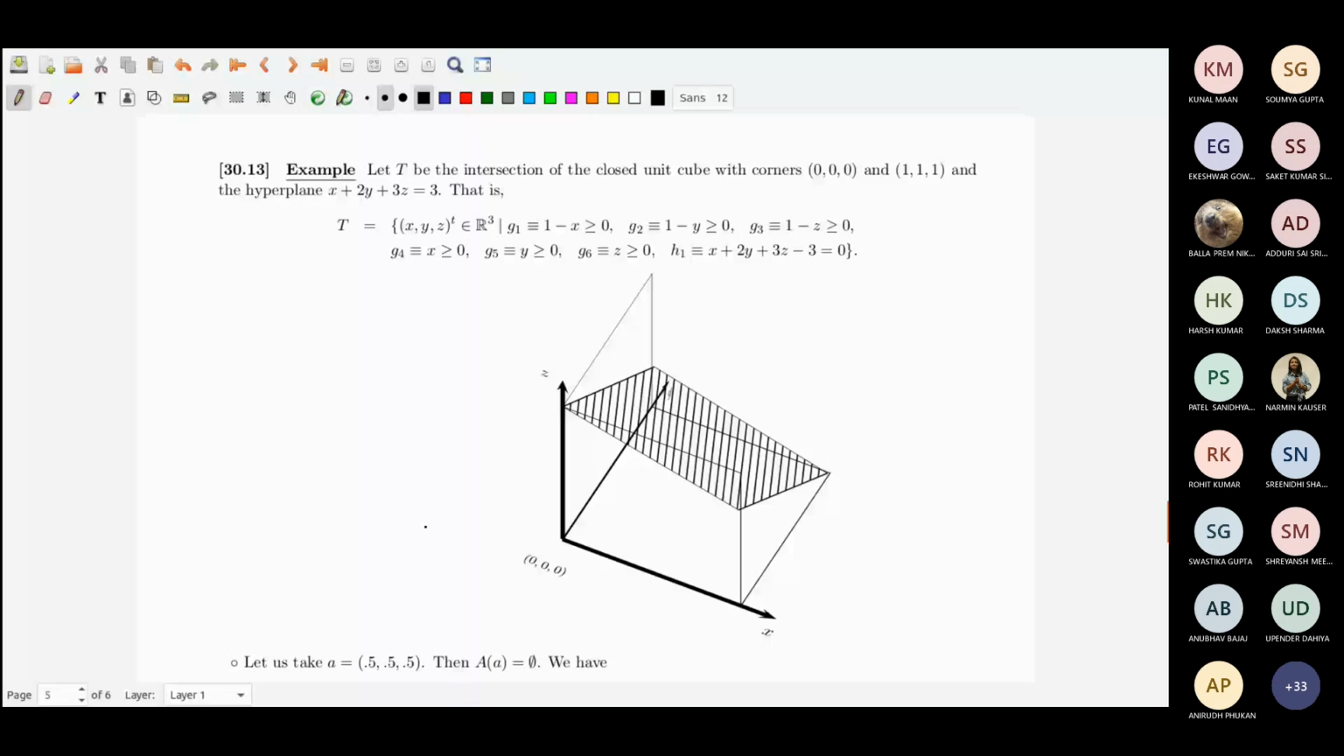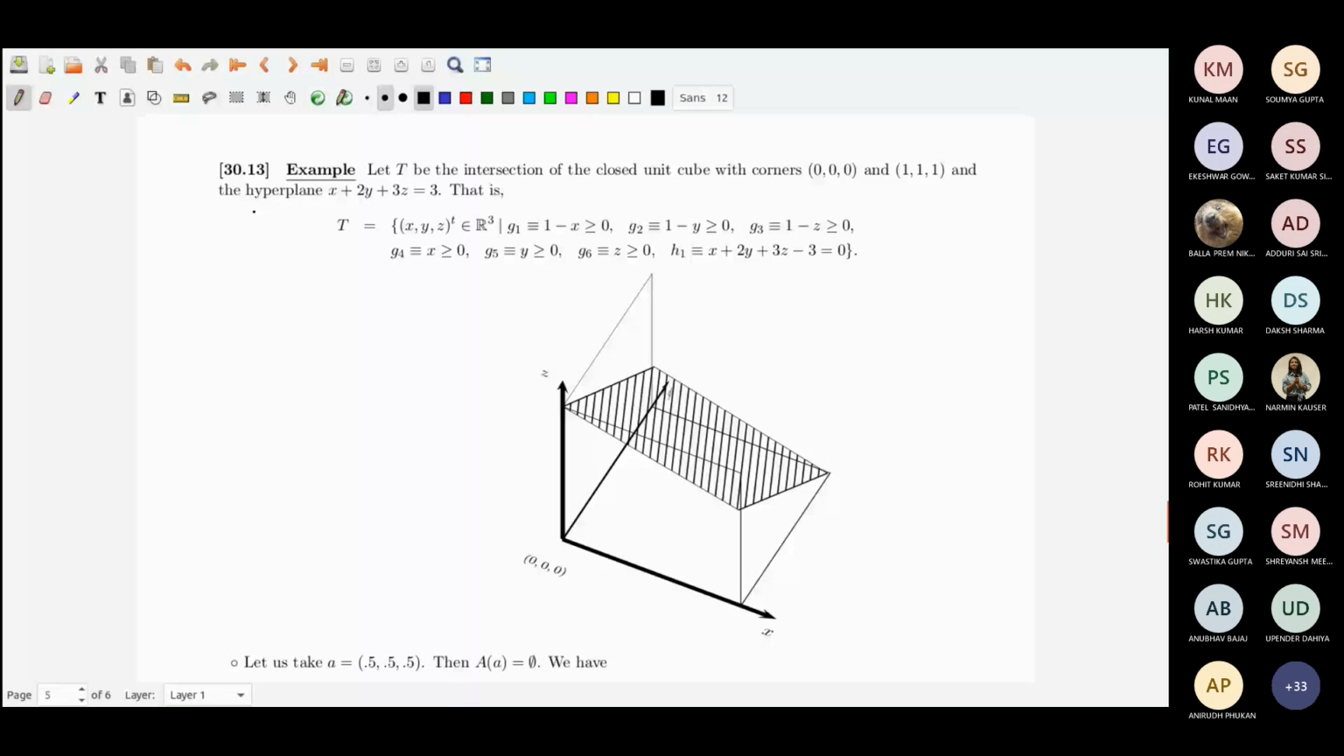and you take the hyperplane, which here means the plane only. You can write hyperplane, no problem, in general that is fine. The plane is x plus 2y plus 3z equal to 3. So I am only looking at this intersection, and this intersection is my T.